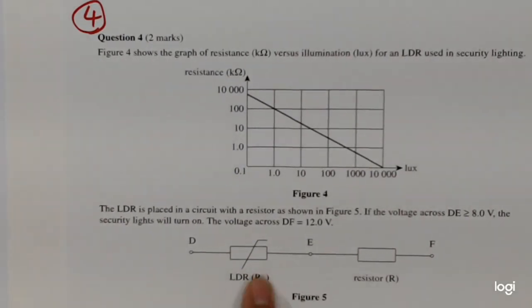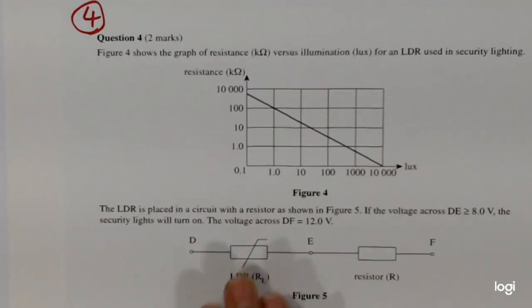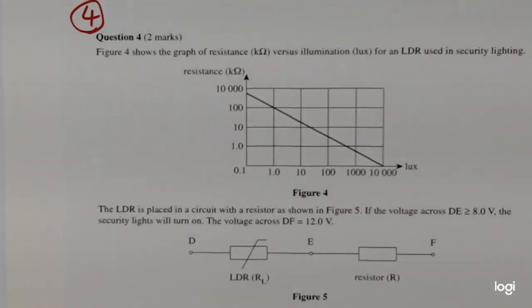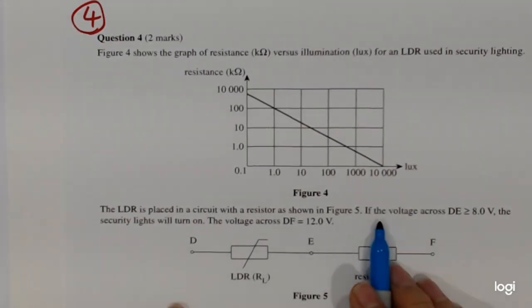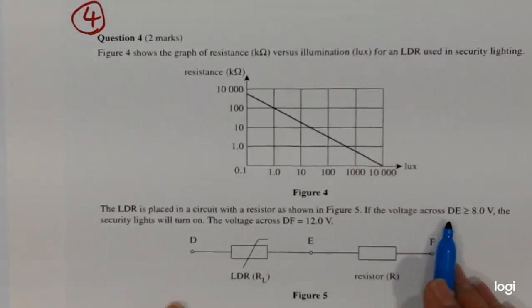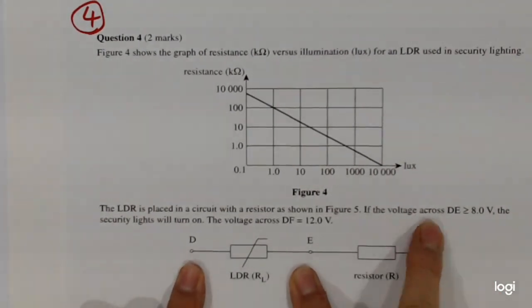All right. So this is a device where light shines on it, it lets electricity through. Light doesn't shine on it, it doesn't let electricity through. Okay, sorted that out. Let's have a look at the figures that we've been given here. It's put in this circuit here. When the voltage across DE, this bit, is bigger than 8 volts, security lights are going to turn on.